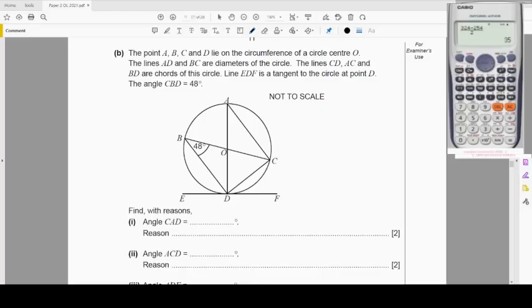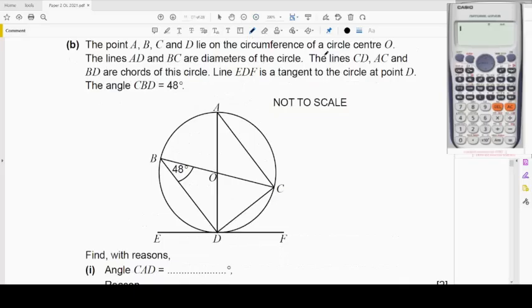Then B, we're told that the points A, B, C, and D lie on the circumference. You can see A, B, C, and D. The lines AB and BC, these are diameters. That means they are chords that pass through the center. Then AC and BD, these are chords on the circle.